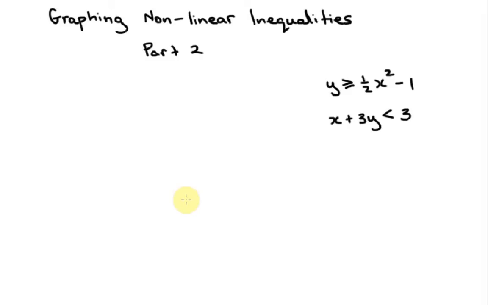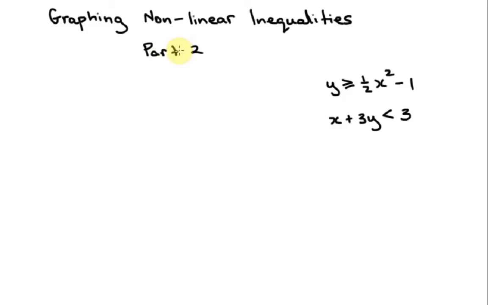All right, let's graph some more linear inequalities. This is part 2, and what I've drawn over here, I've got a system. I've got two inequalities. One is nonlinear, one happens to be linear. How do we tackle that when we go ahead and graph it? So let's have a little look.